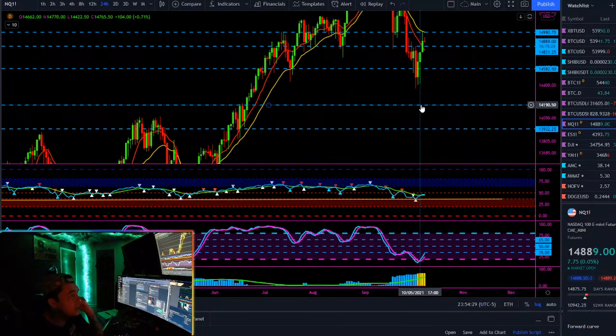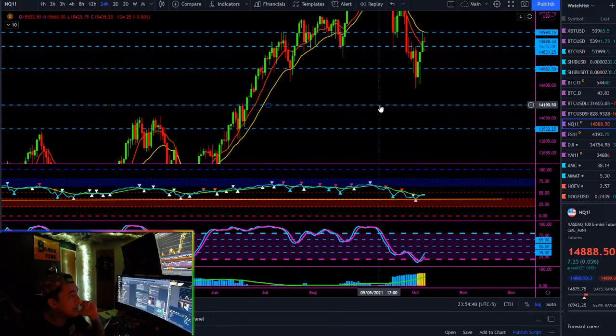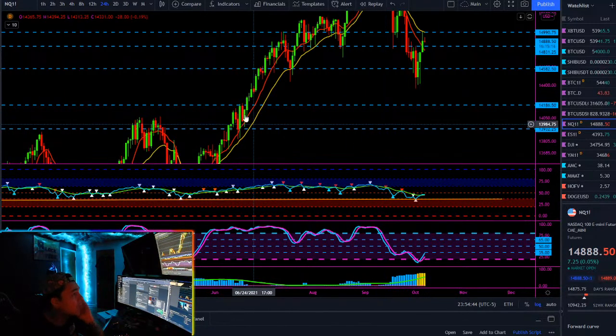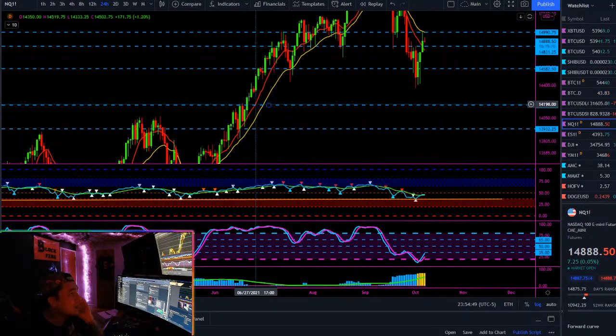The more touches a horizontal support or resistance has, in my opinion, the more historically relevant it becomes. And we do see with this horizontal support level right here, we don't even have support history, only resistance history before breaking it to those new all-time highs in the past here. So this is a very weak support, in my opinion.